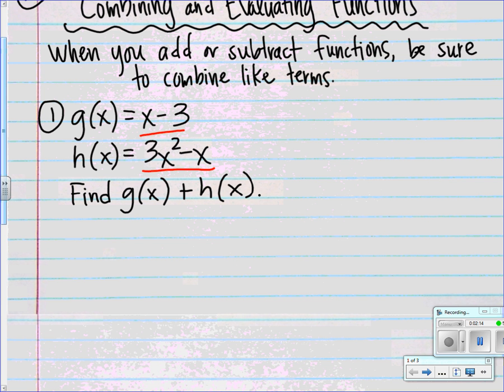So when we add them, then we just need to add all of our like terms. So g of x plus h of x will equal x minus 3 plus 3x squared minus x.